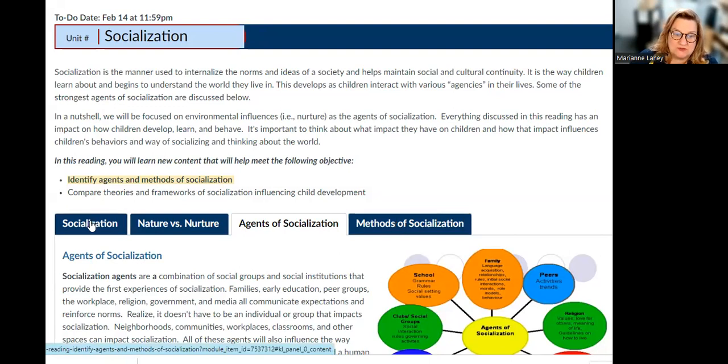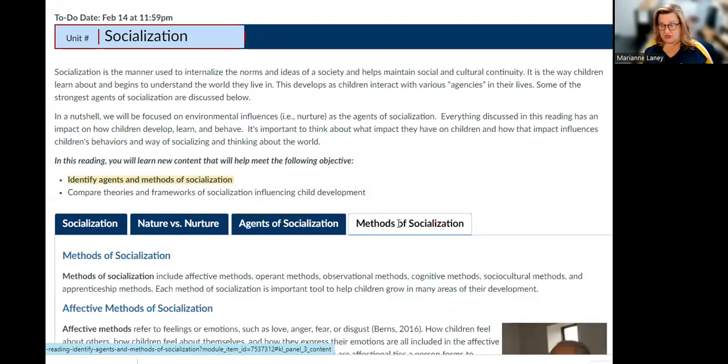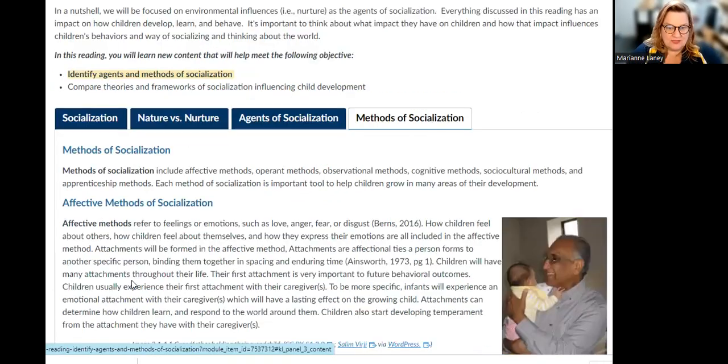Methods of socialization. So we talked about what socialization is and how it occurs, like nature versus nurture, a balance between the outside forces and the inside forces, and who does the socialization, the agents. Now the methods of socialization are how these people get that socialization to occur. A lot of times it just happens through talking, modeling, showing, but there are different subtle ways of it. This is like the intro here.